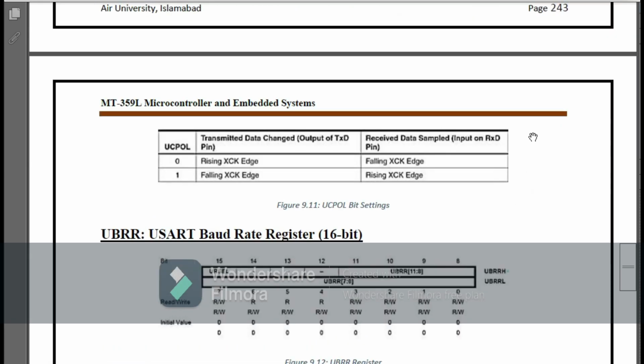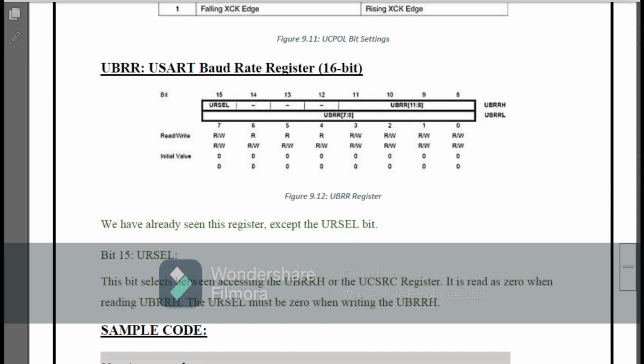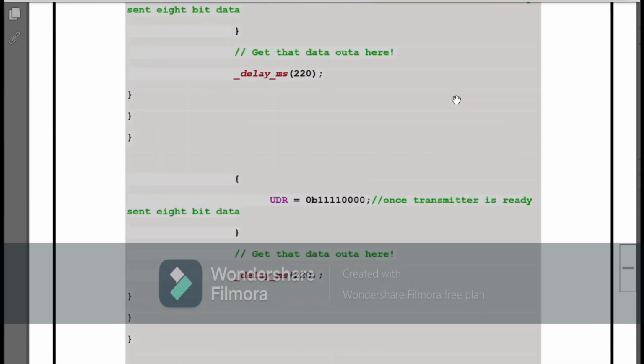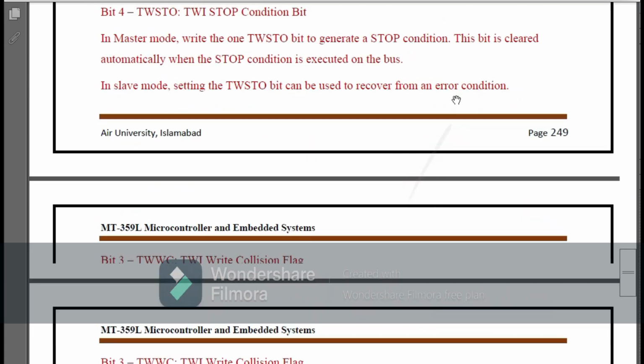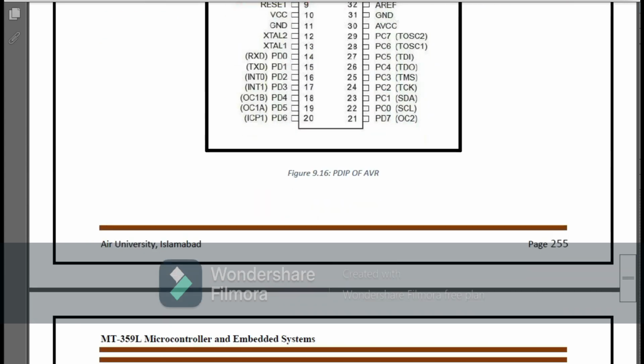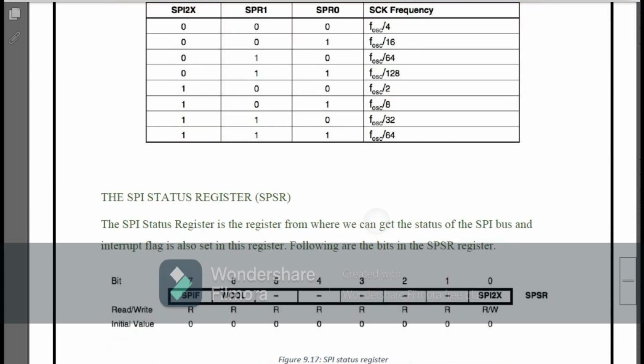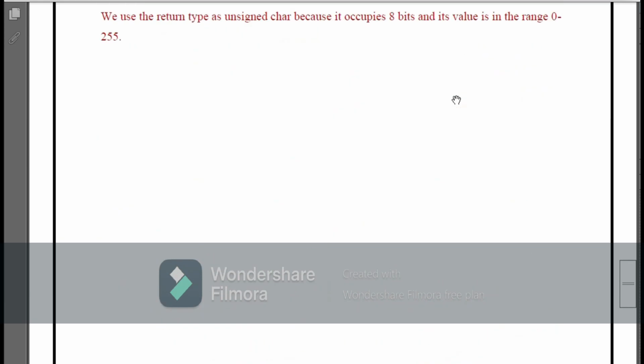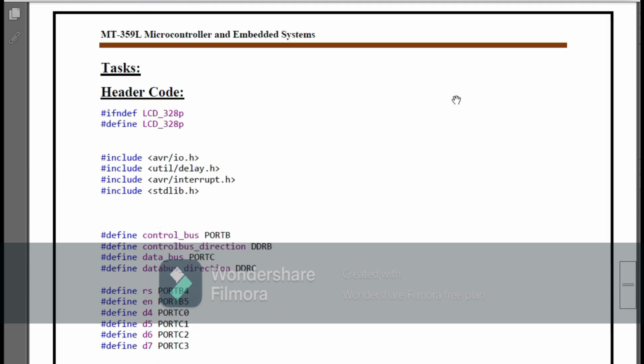Now we will move towards our task of this lab. Now here you see that I have replaced my text code of this task in which we have to interface the master slave serial communication. Now you can see that here I have placed the header file of my code to interface the LCD.